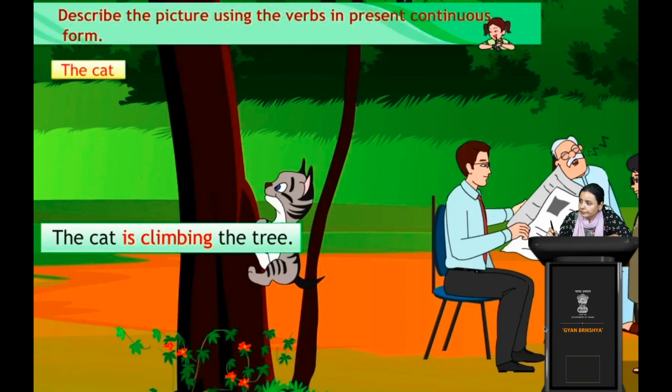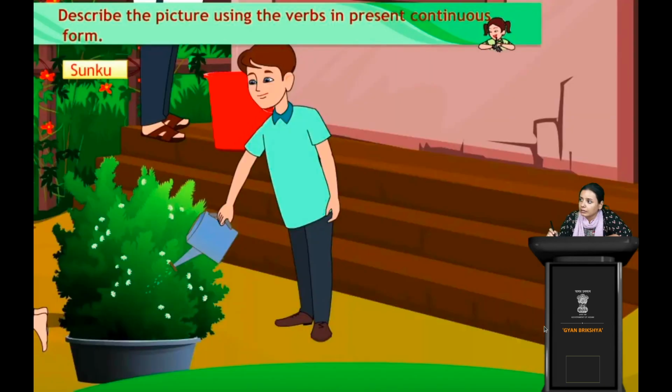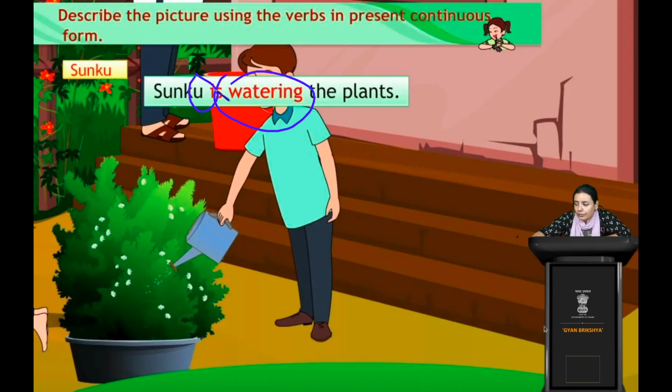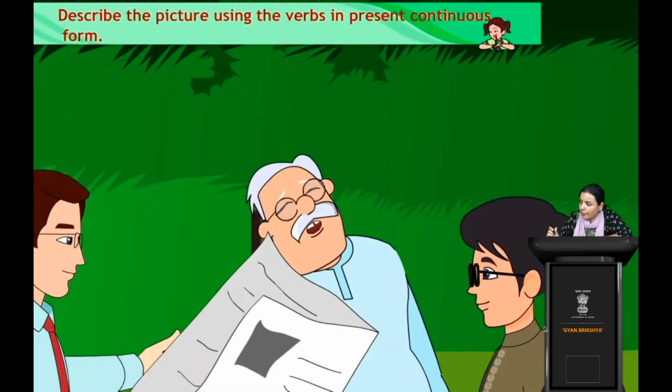Now see, what is the boy doing? His name is Shanku. He is watering the plants. Everything is the same. Only notice the middle part, that is whether we have used the correct V1 form, or whether we have included ing in the verb. So you have to check how the sentence is forming in the picture. Now see what the grandpa is doing.